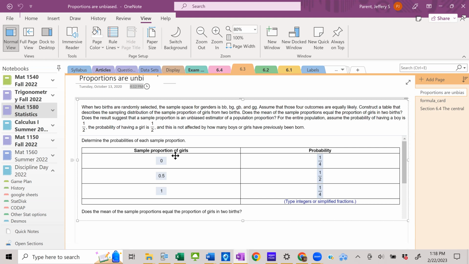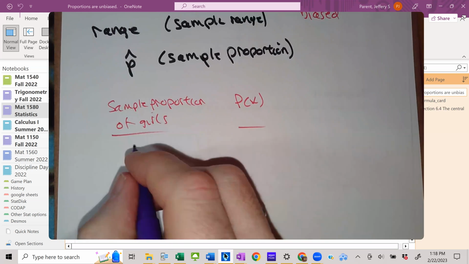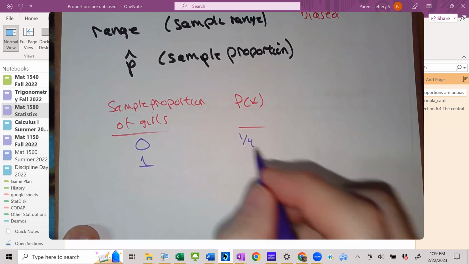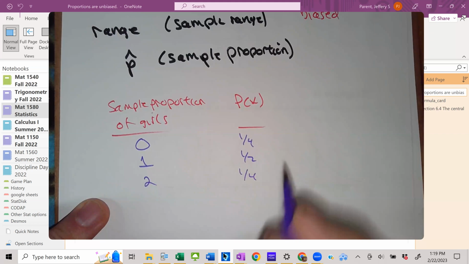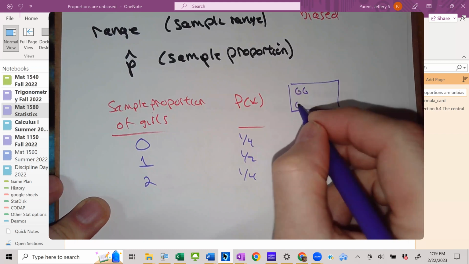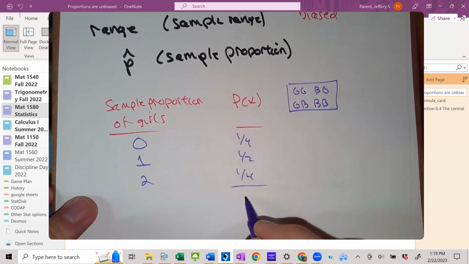So there's sample proportion of girls in one column and the probability of that in the next column. We're going to calculate that sample proportion. So if you're sampling from this distribution, you could get 0, and that's going to have probability of 1/4. You could get 1 girl, which has a probability of 1/2, and you can get 2 girls, which has a probability of 1/4. This is all going back to the sample space that they gave you, which was girl, girl, girl, boy, boy, girl, and boy, boy. So you can figure out the probabilities based on all that.